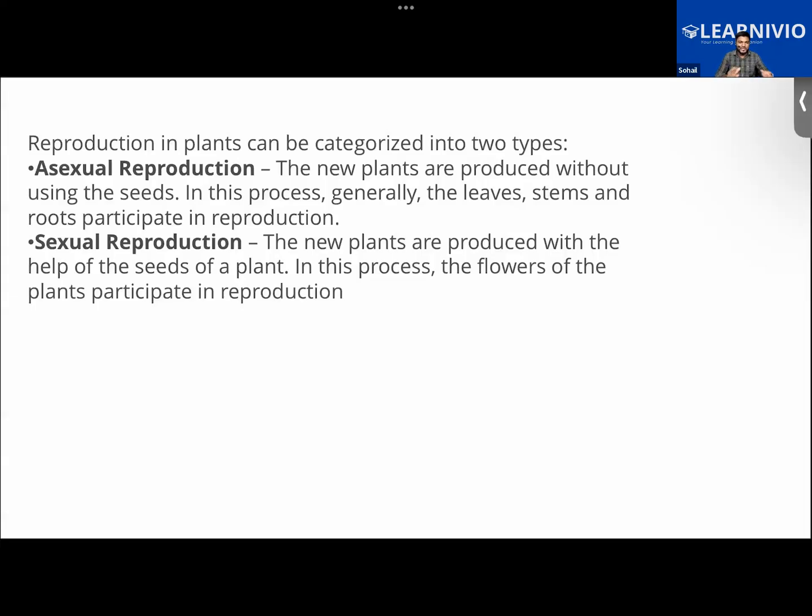Meaning that unisexual flowers are going to be there, where either they will have male or female reproductive parts. Getting what I'm trying to say? A flower will have only male reproductive parts, or only female reproductive parts. But there are some flowers, for example the hibiscus which I gave. Remember hibiscus, or the example of rose? These are said to be bisexual flowers.